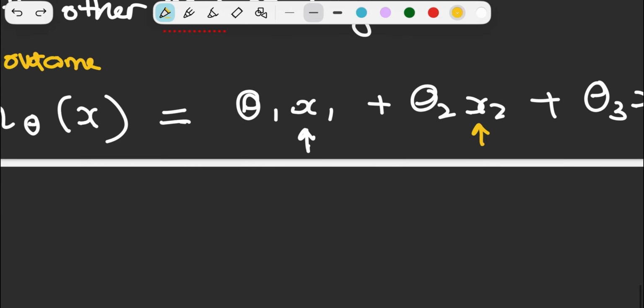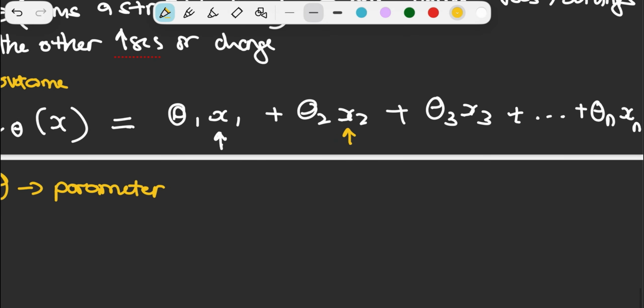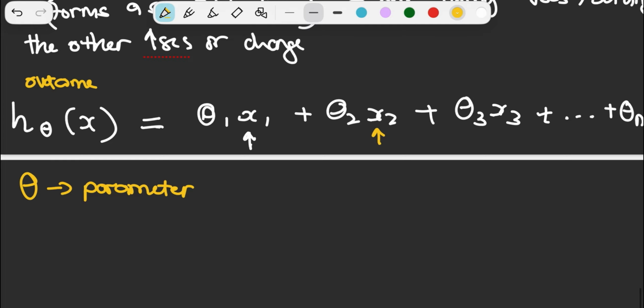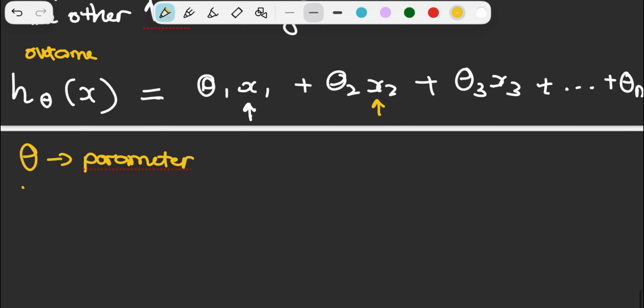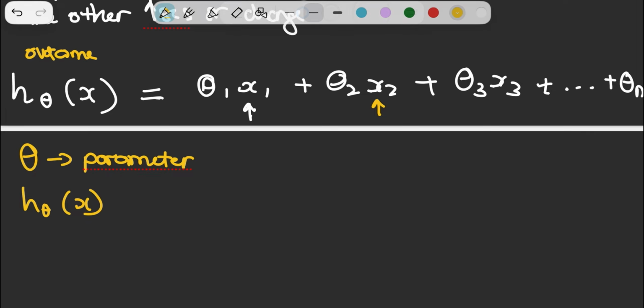So you can see the parameter is referred to as theta. So theta is basically the parameter. It doesn't matter how many values of theta you have. Theta is basically what we call a parameter. It basically affects the values that you get out. And then h theta just basically means it's a function, a relationship that relates x and the outcome given a certain parameter theta. That would be over here.